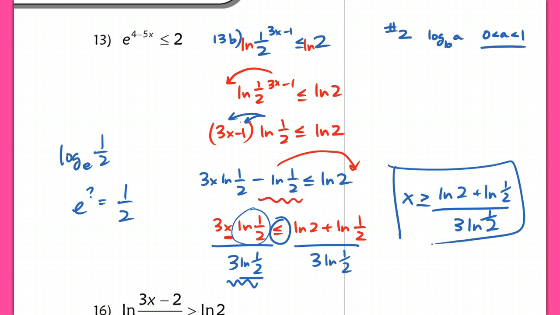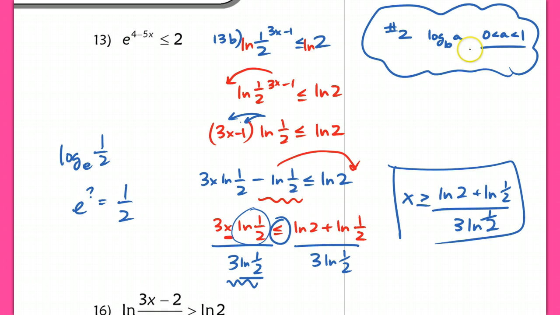So that's a problem where we're using rule 2, that you need to make sure you flip the sign when you're dividing by or multiplying by a log base b when a is in between 0 and 1.